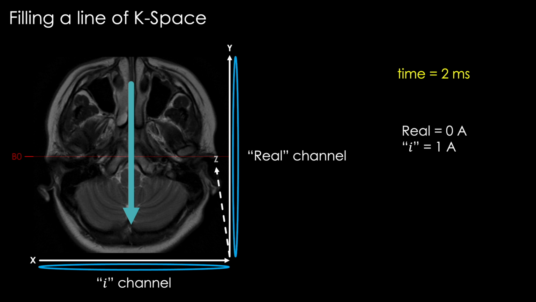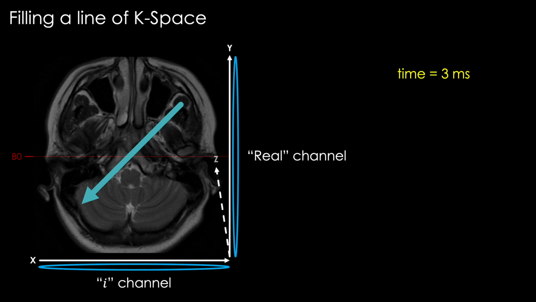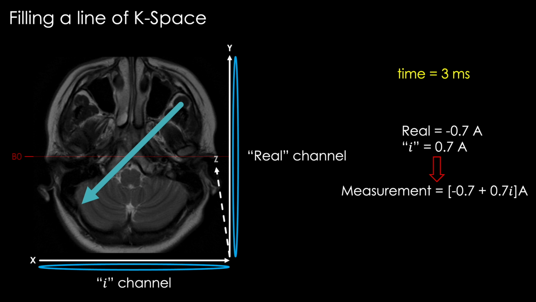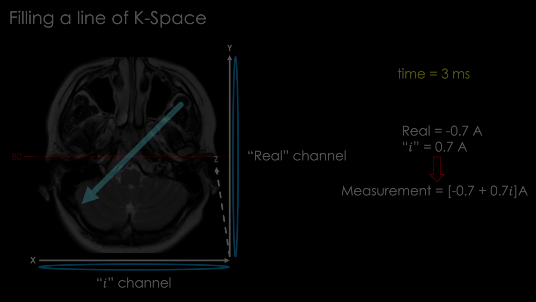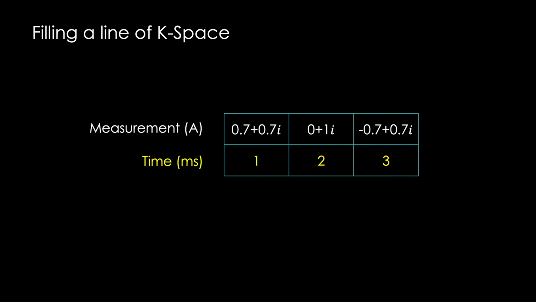Our real coil measures 0 amps as before, but now we have this second coil that can detect MNet because of its different orientation, measuring 1 amp, put into our data matrix form here. Finally, we measure at 3 milliseconds, with our real coil measuring negative 0.7 amps and our I channel measuring positive 0.7 amps. Recorded here.